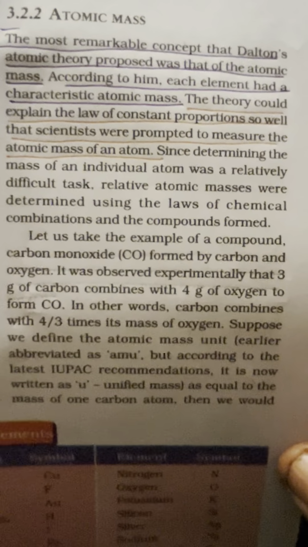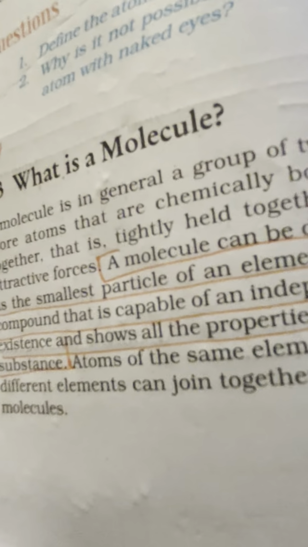Atoms of most elements are not able to exist independently, so they form molecules and ions. Now, what is a molecule? A molecule can be defined as the smallest particle of an element or a compound that is capable of an independent existence and shows all the properties of that substance. Atoms of the same element or of different elements can join together to form molecules.